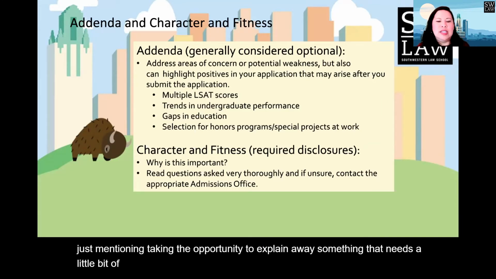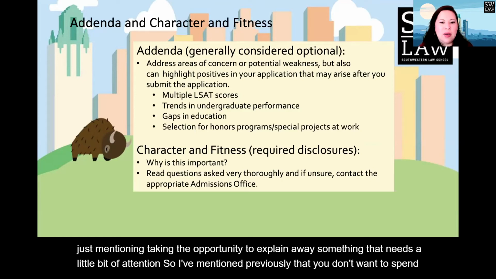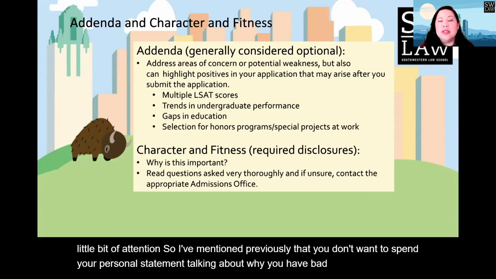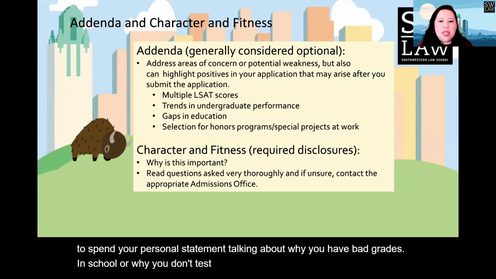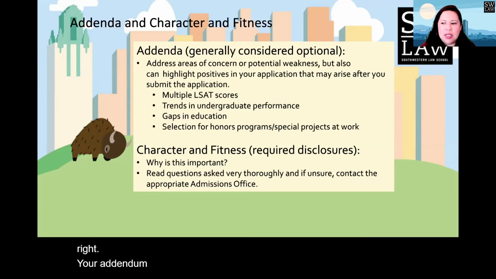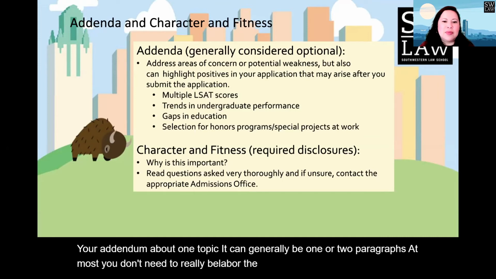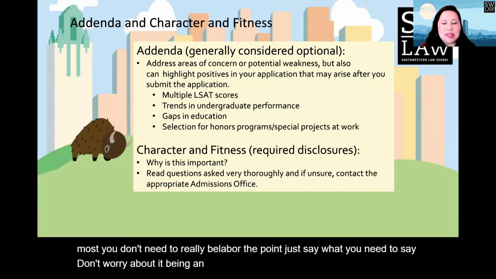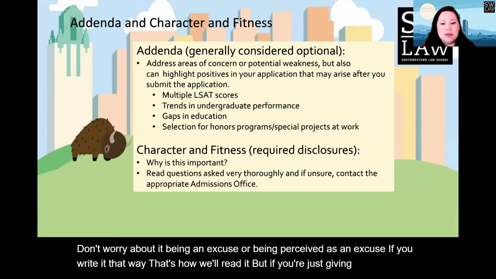So I mentioned previously that you don't want to spend your personal statement talking about why you have bad grades in school or why you don't test well or anything negative. You want to address it, but you want to do it in the appropriate format. And so usually when you write your addendum about one topic, it can generally be 1 or 2 paragraphs at most. You don't need to really belabor the point. Just say what you need to say. Don't worry about it being an excuse or being perceived as an excuse. If you write it that way, that's how we'll read it. But if you're just giving us contextual information, that's generally the best way to go.